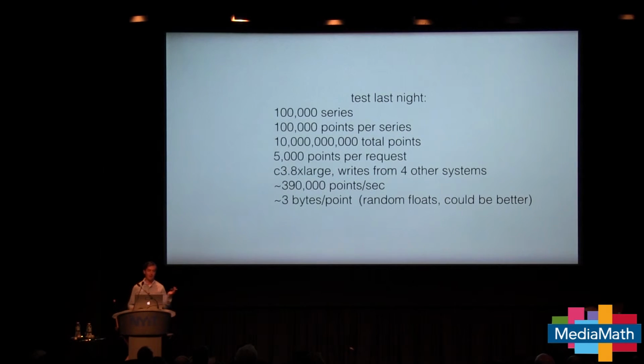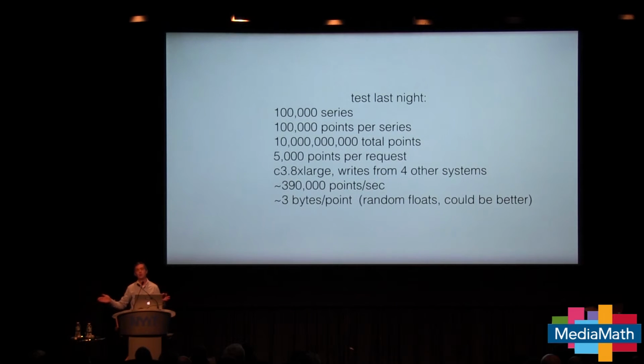So we ran a test last night. This is on early stuff. It was 100,000 separate unique series, 100,000 points per series, so it's 10 billion total points. It was on a C3.8XL in AWS, and the writes were coming from 4 different systems in AWS that were writing into it. And each of those systems had a concurrency of 10. So I guess it was 40 total writers coming at it simultaneously.